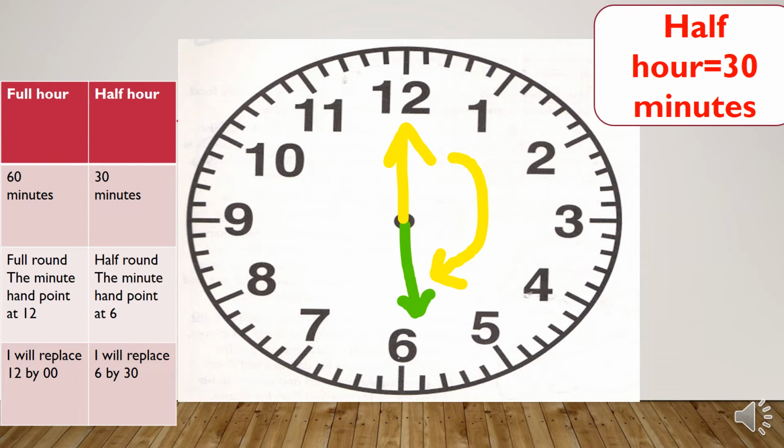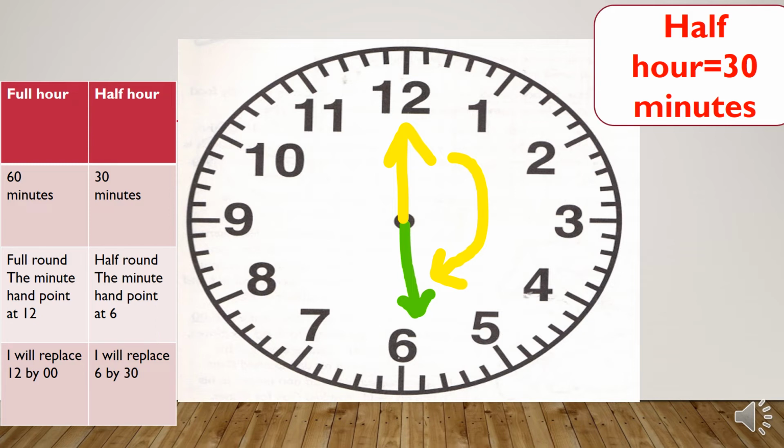So now if I ask you what is the difference between the half hour and the full hour, you should say that full hour means 60 minutes, while the half hour means only 30 minutes. This is one difference. The other difference is that the half hour points to number 6, while the full hour points to number 12. This is the second difference. What about the third difference?